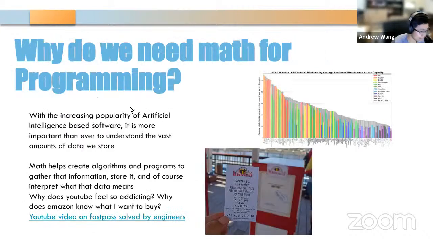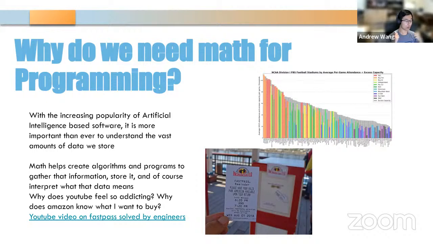This is an additional slide for why we need math for programming. I'm pretty sure you guys have heard the buzzword artificial intelligence. Artificial intelligence is used everywhere, and there's good reason for it. Artificial intelligence is one of the things that we use to optimize our software, our programs, and make our lives easier. Stuff that would take hours and hours, and honestly very painstaking work for a normal person, can be done in seconds by AI.